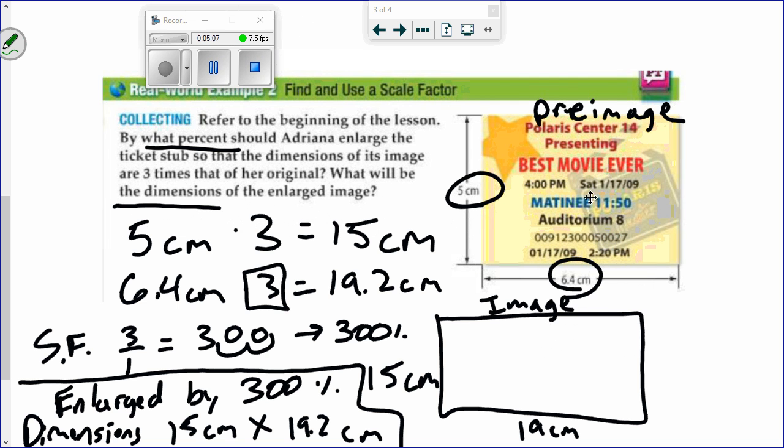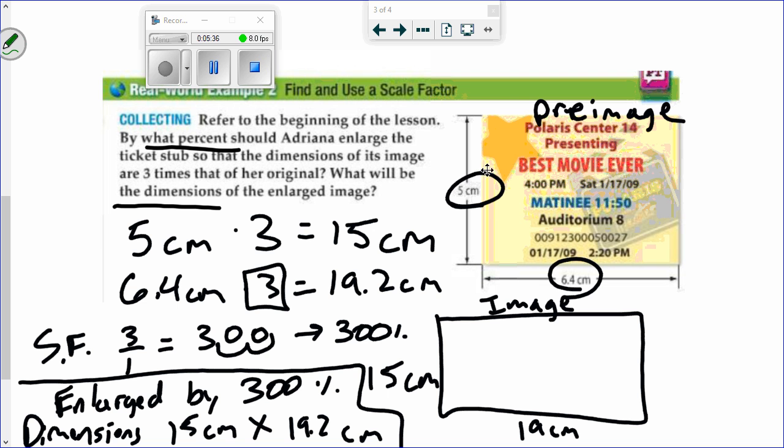In the lesson, there's a little note about this movie ticket, and we want to know by what percent should Ariana enlarge the ticket stub so that the dimensions of its image are 3 times that of the original. What will be the dimensions of the enlarged image? So the pre-image is this ticket. We want it to be 3 times larger. So we're trying to build the image, this new ticket.